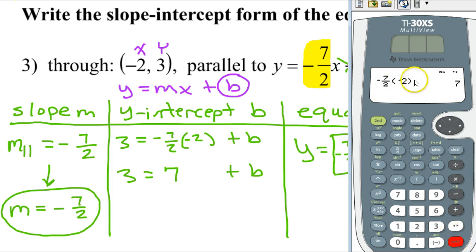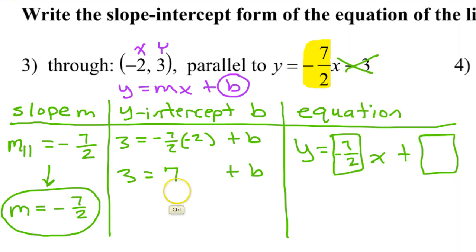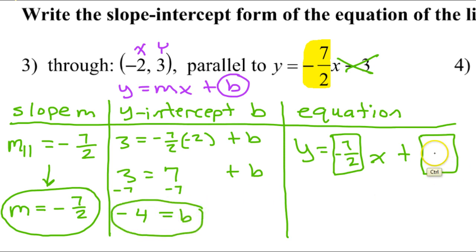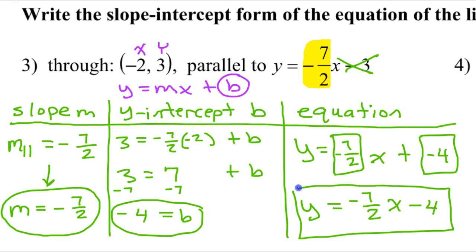But basically the 2's cancel out, and a negative times negative is positive. Anyway, so now I have this. In order to get b by itself, I need to subtract 7 from both sides. So I'm going to get negative 4 is equal to b. So now I have the b value, which goes in the second box, negative 4. So now I can write the final answer, which is y equals negative 7 over 2 x minus 4. Again, notice that I don't put plus negative 4, I just put minus 4.